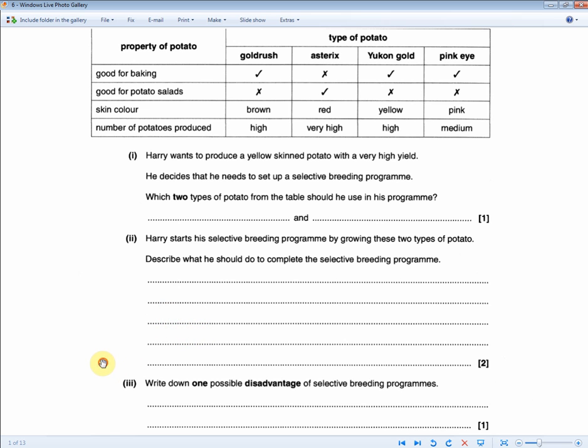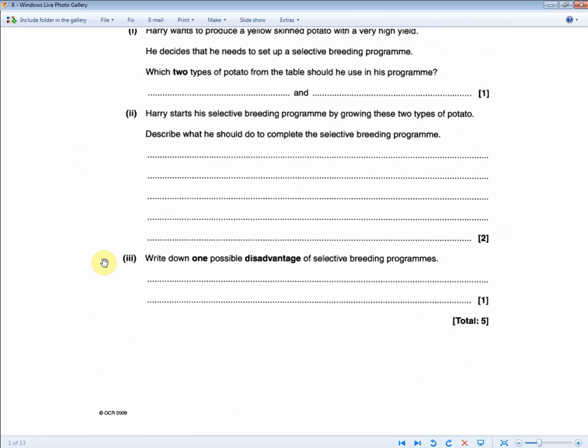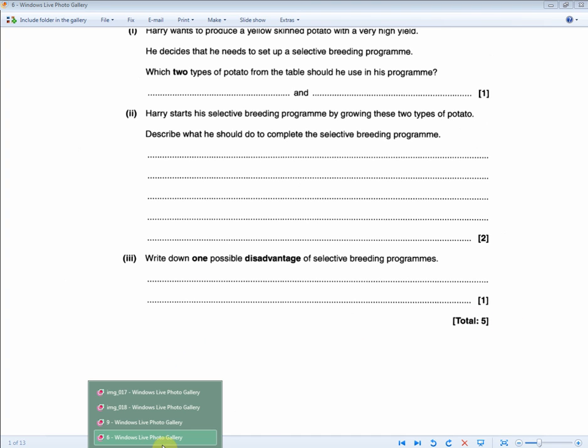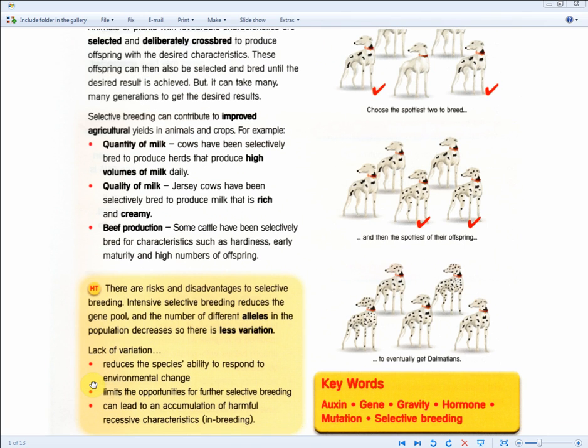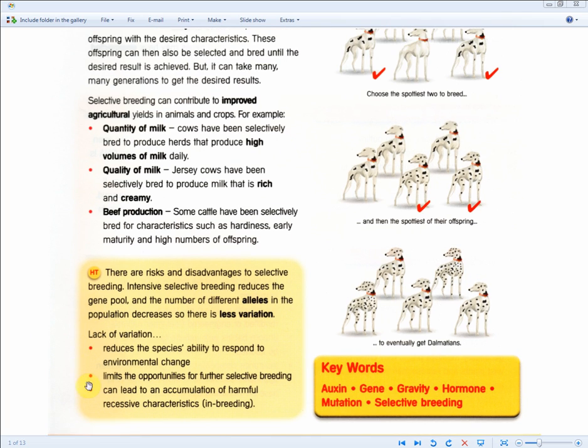And the final question is, write down 1 possible disadvantage of selective breeding programs. So for 1 mark, they're basically asking you to recall this section here, because the problem with selective breeding is that it removes variation. So when there's a lack of variation, these 3 things can happen. So you can mention any of these 3. It reduces the species' ability to respond to environmental change, limits the opportunities for selective breeding, and can lead to an accumulation of harmful recessive characteristics in breeding. So any one of these three will get you the 1 mark.